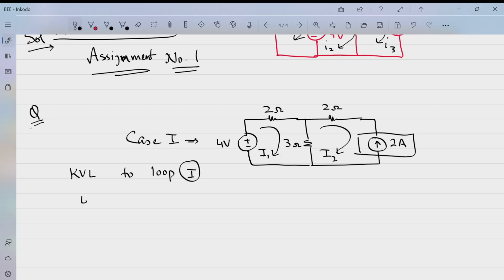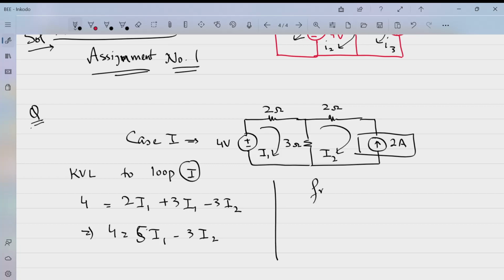By applying KVL to loop 1, 4 is equal to 2I1 plus 3I1 minus 3I2. Fine. Which implies 4 is equal to 5I1 minus 3I2. KVL लूप 2 में लगाने की जरूरत नहीं है, वहां पे वोल्टेज सोर्स नहीं है, वहां पे करंट सोर्स है.